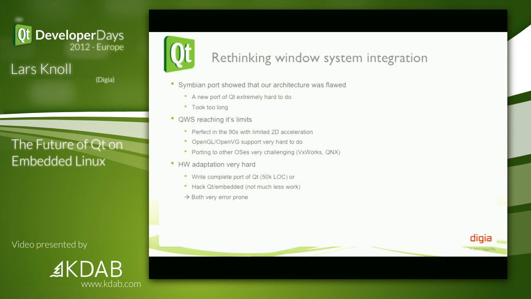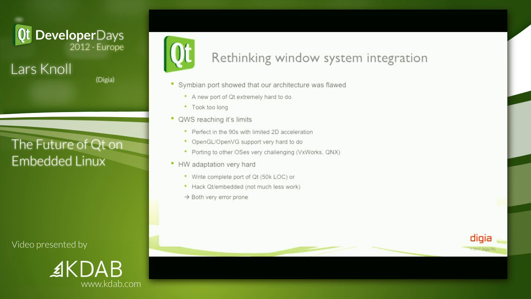The second piece that we saw for embedded devices was that we needed to really rethink how the windowing system integration works. The Symbian port really showed that our architecture there was flawed. I see some people here in the room that actually have been working on that one, and it was extremely difficult to get that port done. It took a really long time, and we saw that our abstractions there were not good enough to make that easy.